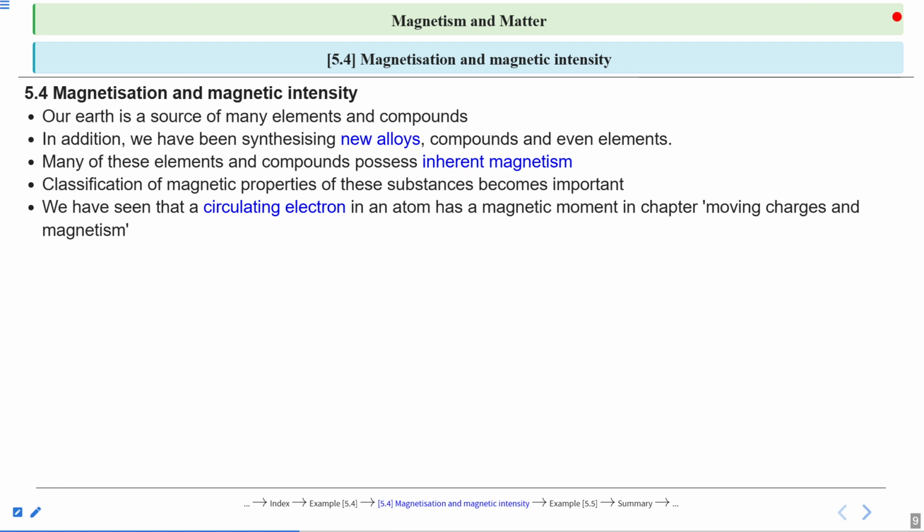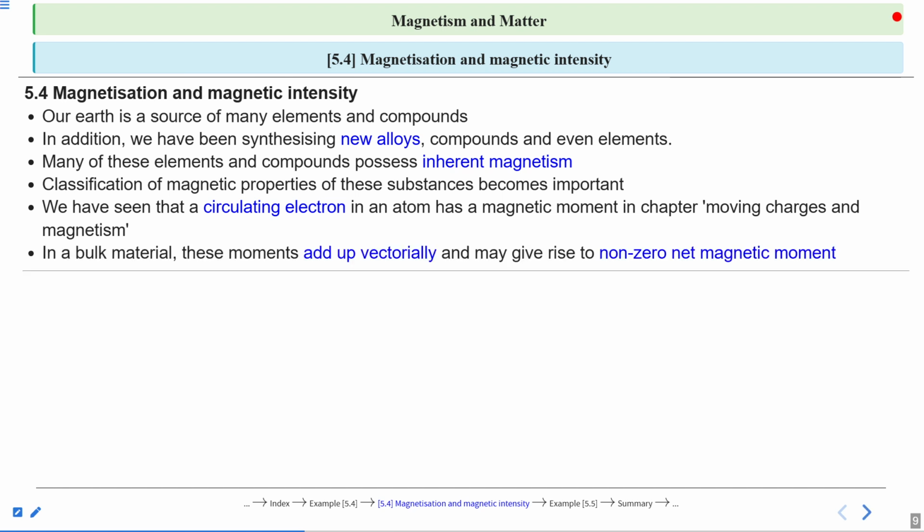Current due to that charge on the electron, and multiply by the area enclosed by the circular path of the electron. That is the magnetic moment of the electron, as we studied in the chapter Moving Charges and Magnetism. So we are going to discuss this magnetic moment of the electron in detail. You have to remember that throughout the chapter.